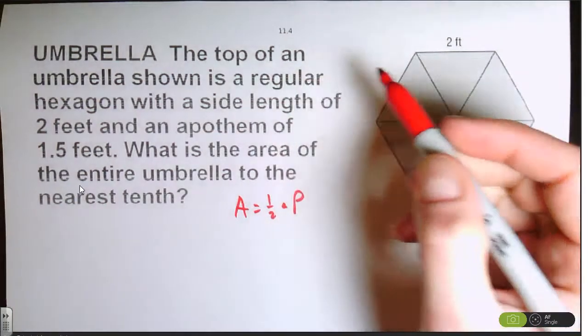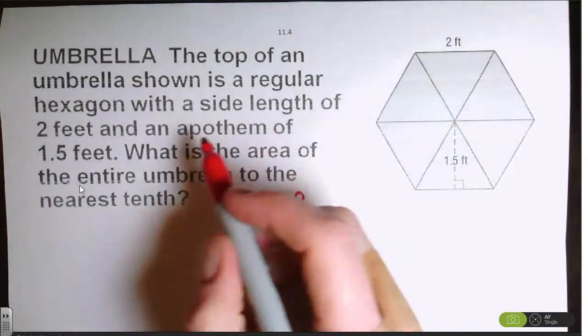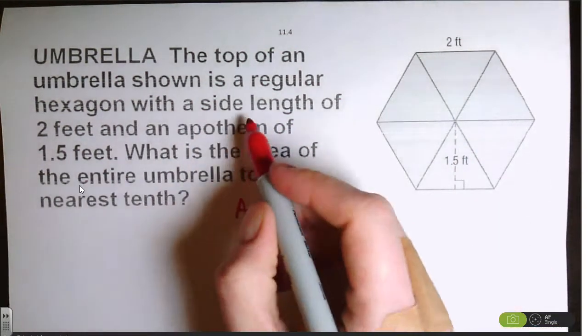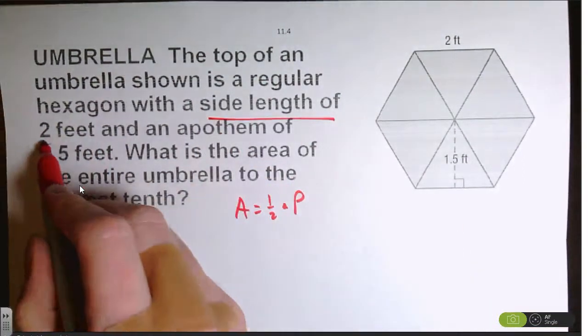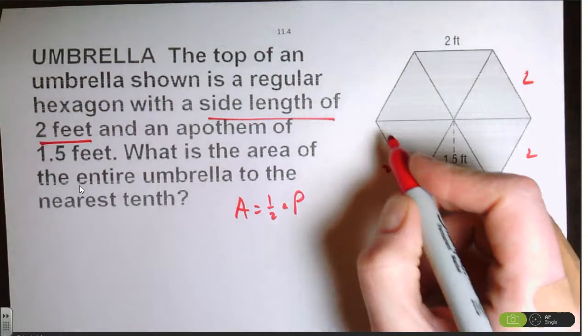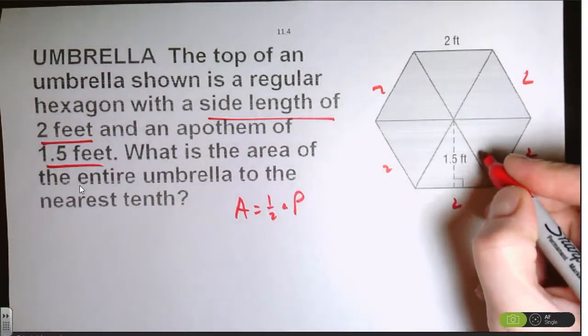Excuse me. So we have a hexagon. It's an umbrella, but all that stuff's irrelevant. Really, just looking at the drawing here, we got enough. Actually, they tell us in the problem here. Side length is 2 feet. So it means everything is 2 out here. Apothem is 1.5 feet. So they really made it easy on us.